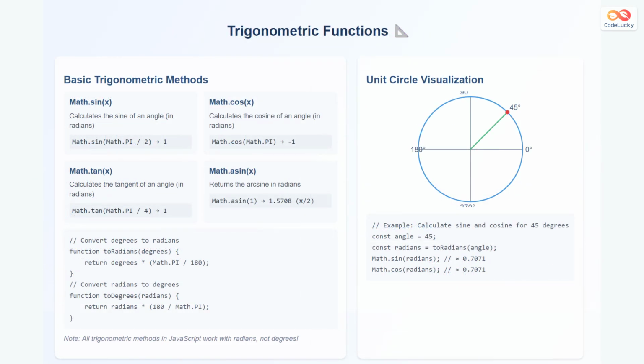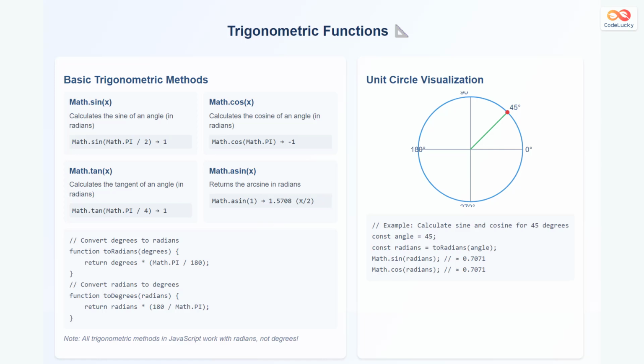The JavaScript Math object provides common trigonometric functions such as sine, cosine, and tangent. The method Math.sin computes the sine of an angle, given in radians. For example, Math.sin of Math.PI divided by 2 is 1. Math.cos calculates the cosine of an angle, also in radians. For instance, Math.cos of Math.PI equals -1.